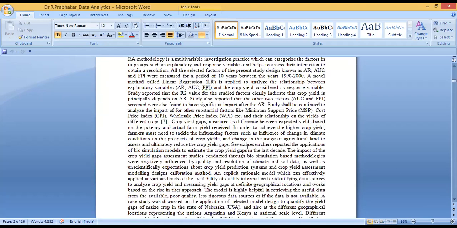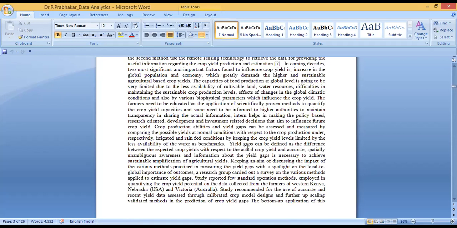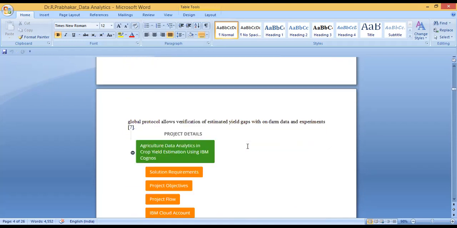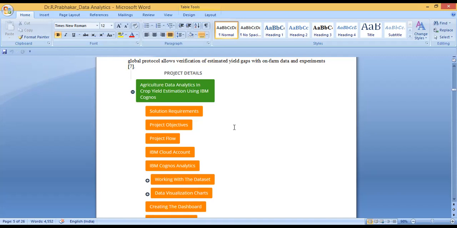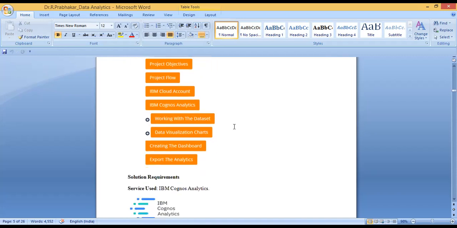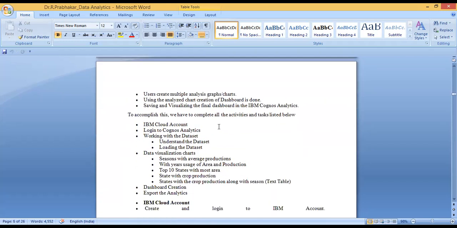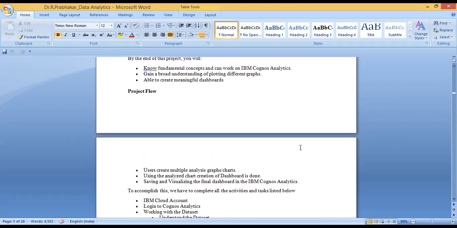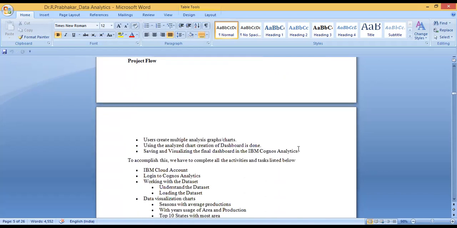In the literature, different methodologies are used for data analysis, like big data analysis and data analytics, and some other machine learning tools are also used. So, the project flow. In this project flow, we have considered some important objectives. Here are the solution requirements: IBM Cognos software is required. Next, the project objectives are considered.